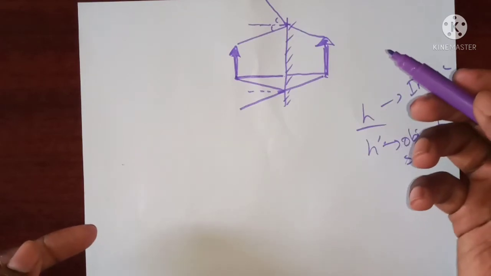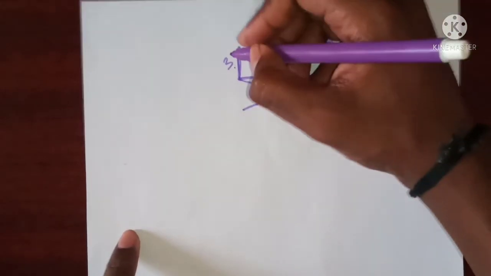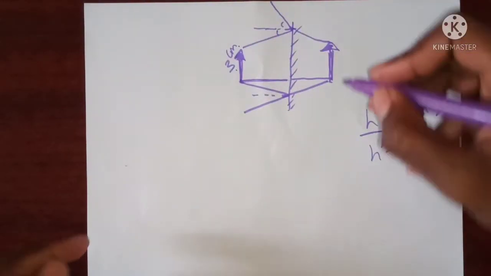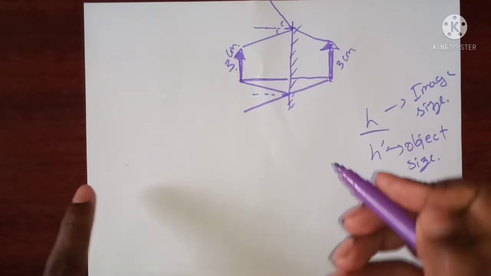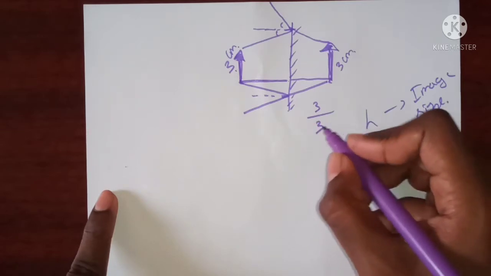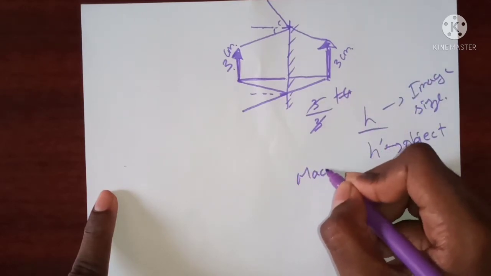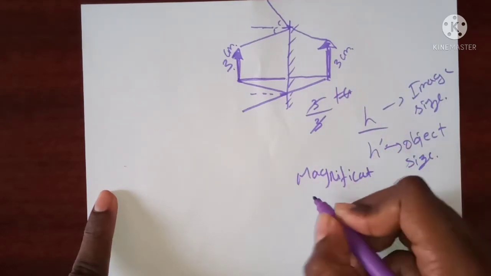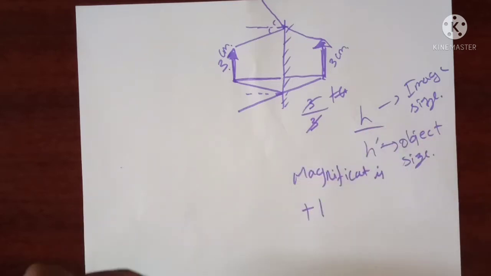And we already know that the image and the object will be the same size. If you take the object size as 3 centimeter, the image size will also be 3 centimeter. So what will be the magnification in this case? It's nothing but the image size by the object size, that is 3 by 3. It will become 1. So we get a magnification of plus 1, because we get plus. So this is what the plus 1 signifies.